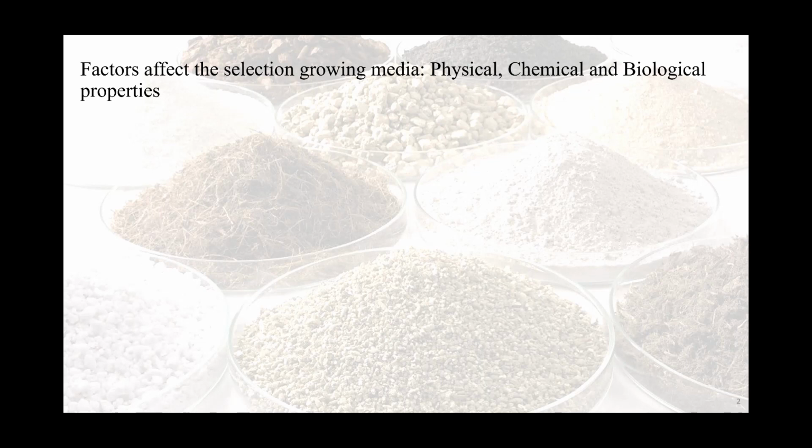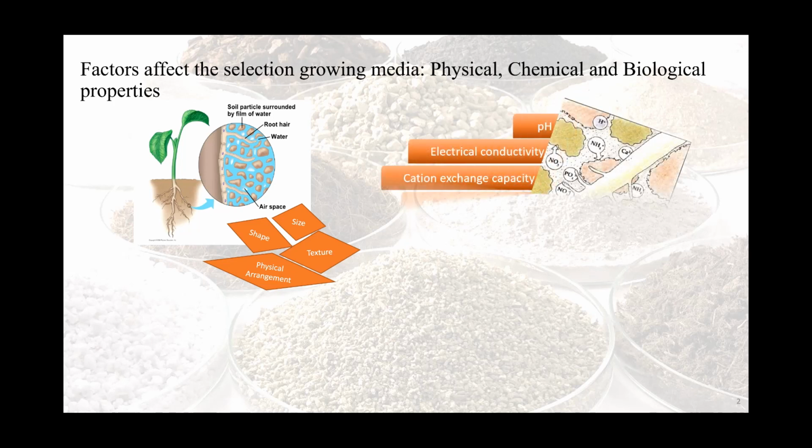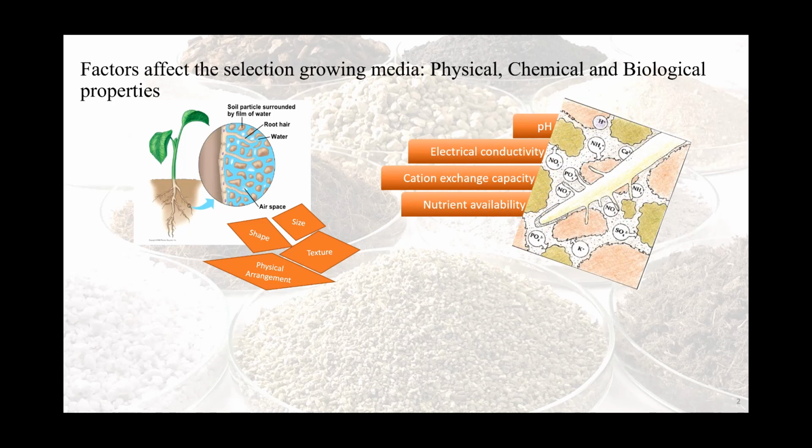In our previous video, I talked about different growing media and the features that you have to consider when you want to choose a potting substrate. One of the features was physical features, including size, texture, shape, and physical arrangement of the growing media particles. All these features result in a good balance between air-filled porosity and water holding capacity of your growing media. The other one was chemical properties, including pH, electrical conductivity, cation exchange capacity, and nutrient availability. These features help the growing media to provide nutrients to your plant roots.